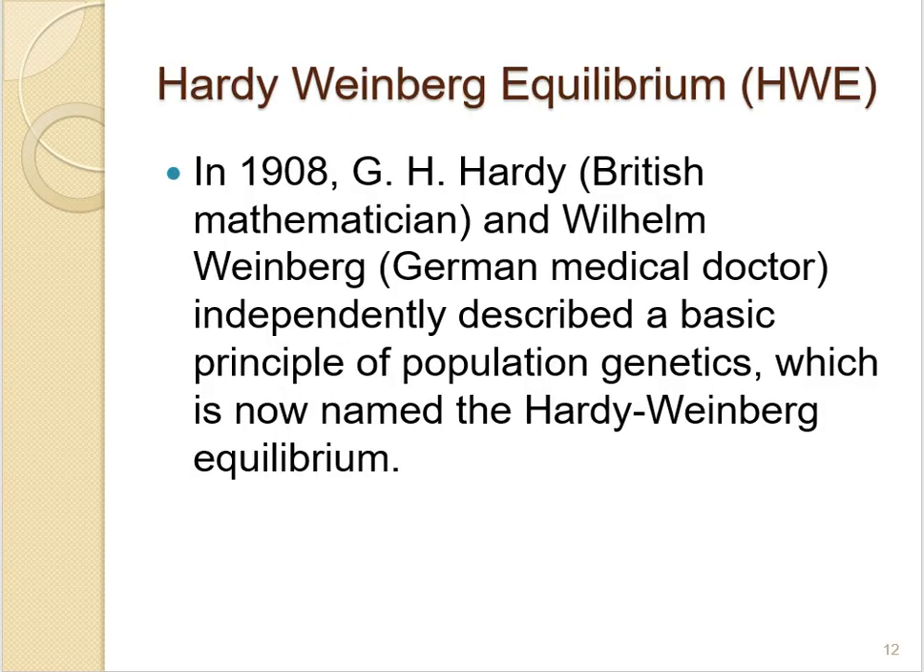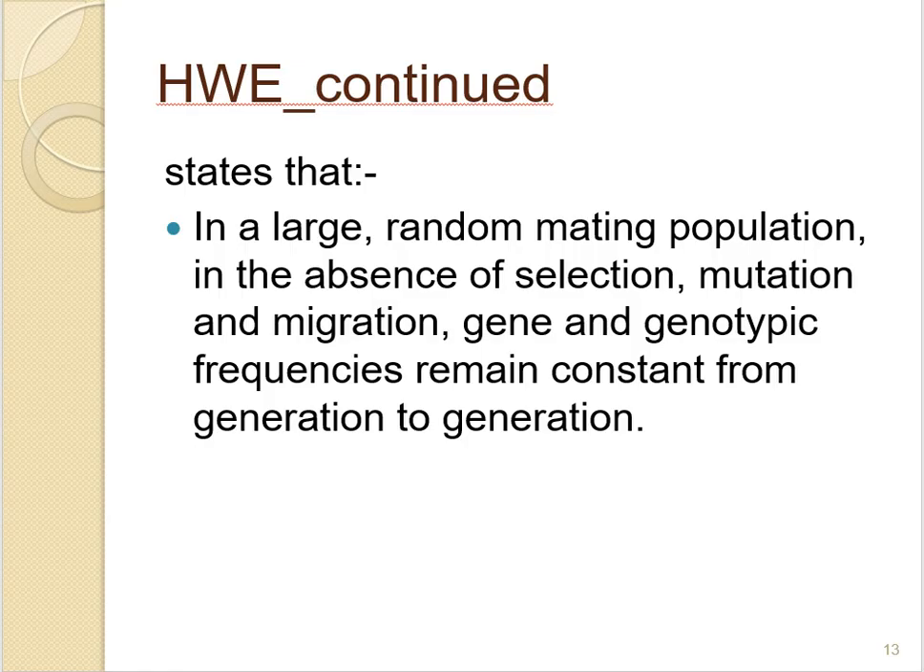Hardy Weinberg Equilibrium was established in 1908 when Hardy, a British mathematician, and Weinberg, a German medical doctor, independently proposed this principle of population genetics, which is now commonly named Hardy Weinberg Equilibrium. It states that in a large random mating population, in the absence of selection, mutation, and migration, gene and genotypic frequencies remain constant from generation to generation.